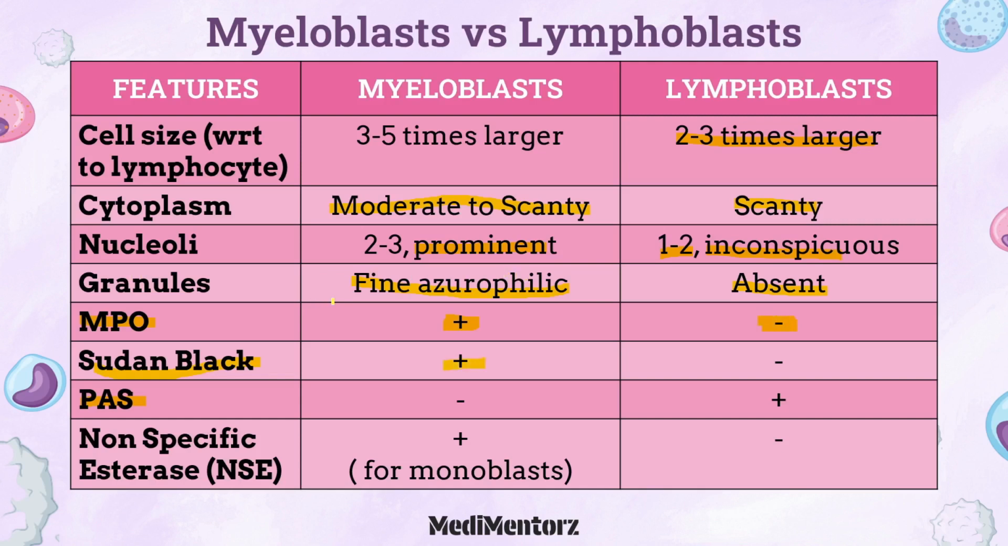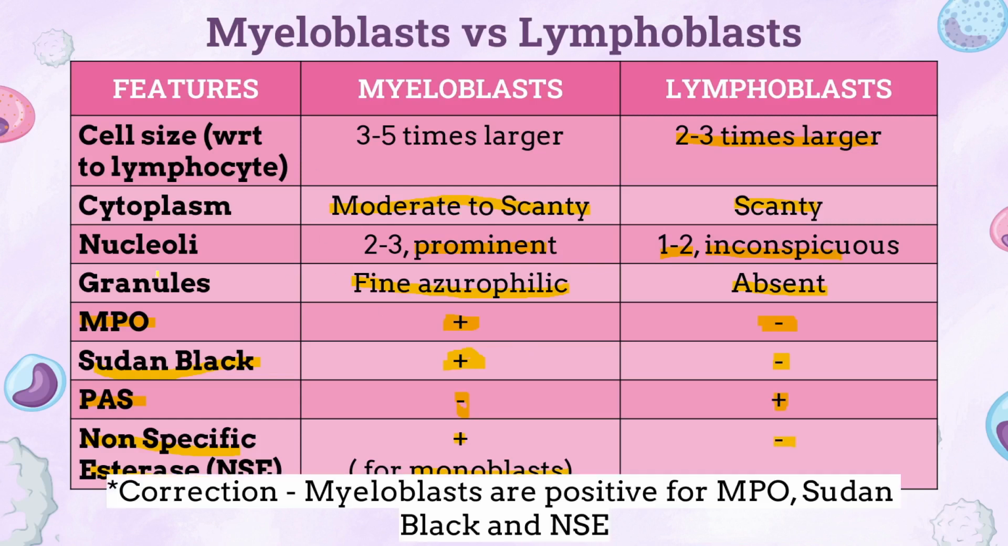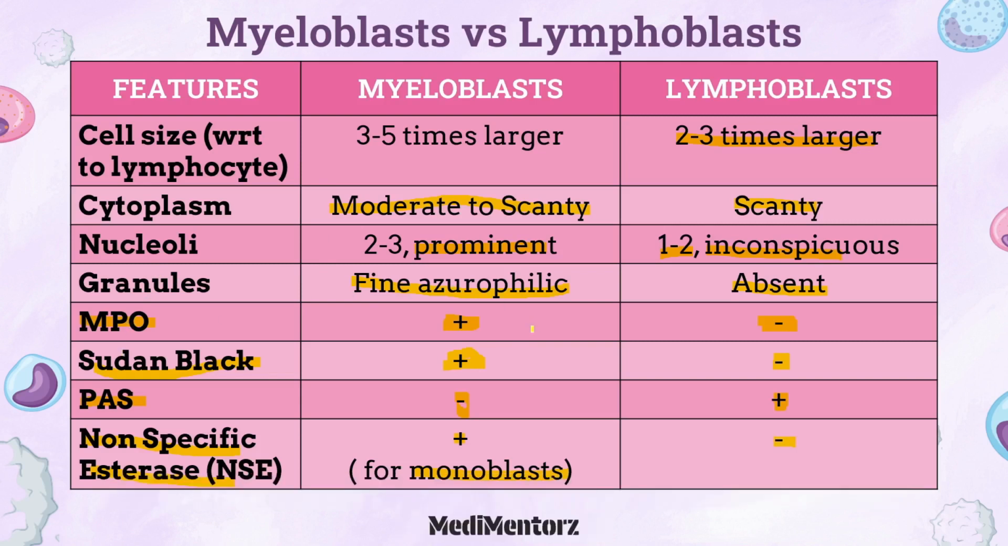Then the Sudan black is positive for myeloblast, whereas it is negative for lymphoblast, and periodic acid Schiff stain is negative for myeloblast and positive for lymphoblast. Next, a specific stain called non-specific esterase specifically stains the cytoplasm of the monoblast. So they are positive for the monoblast. You all know that monoblast transforms into monocytes. Then the lymphoblast is negative for the non-specific esterase. So finally, the myeloid lineage cells are positive for myeloperoxidase and non-specific esterase, whereas lymphoblasts are positive only for the periodic acid Schiff stain.